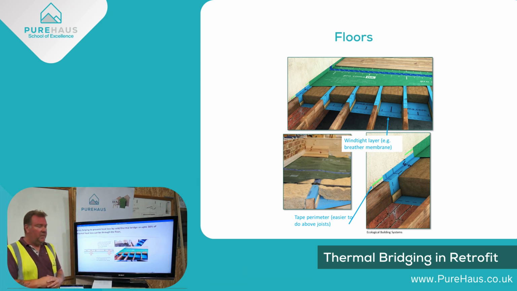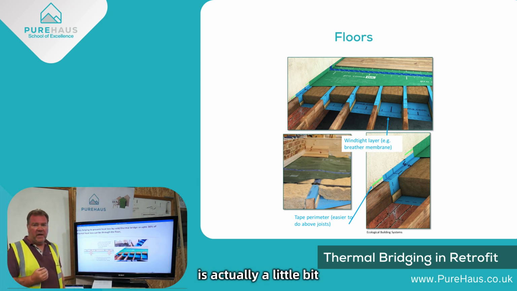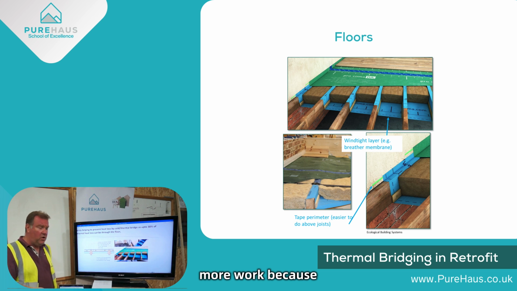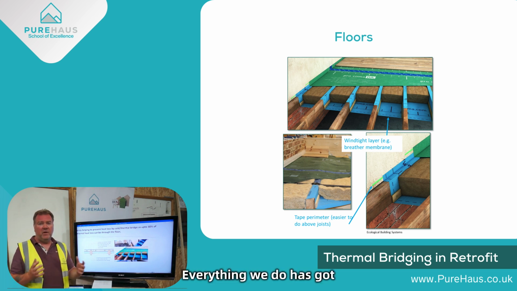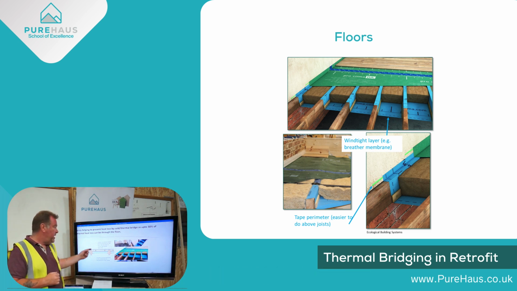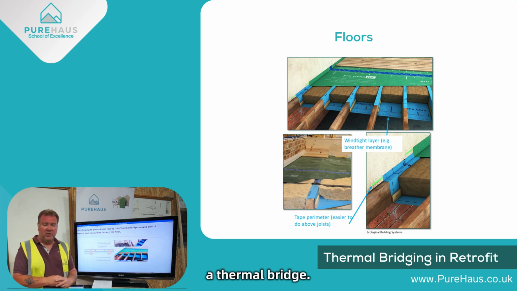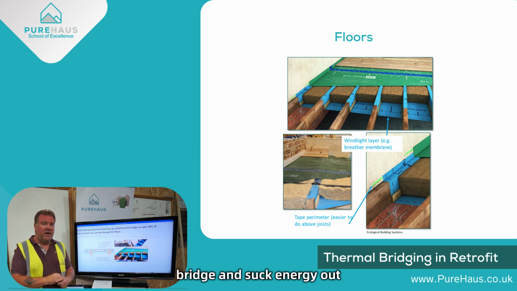Suspended floor. A suspended floor is actually a little bit easy to deal with, but probably a bit more work, because you've got to think of air tightness as well. Everything we do has got to think about air tightness, which is why we have good windows. Thermal bridge. Every joist is potentially a thermal bridge. So you've got 20 joists in your lounge. There's 20 points, which is potentially going to be a bridge and suck energy out of your house.